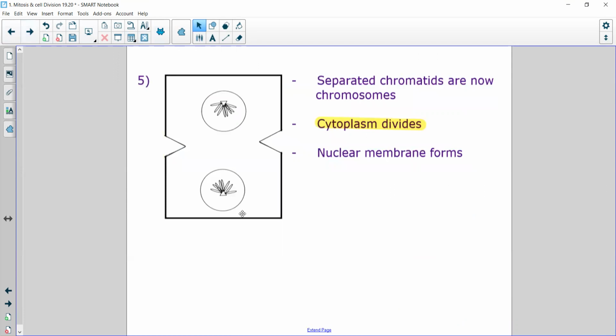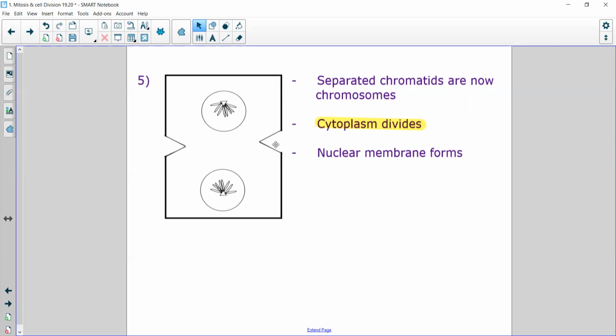In stage 5, what we now see is that these chromatids from the original chromosomes have been pulled completely apart. And what then starts to happen is a new nucleus forms around that collection of chromatids. Okay. We would now refer to these chromatids as chromosomes, but they would be chromosomes made up of only one chromatid.